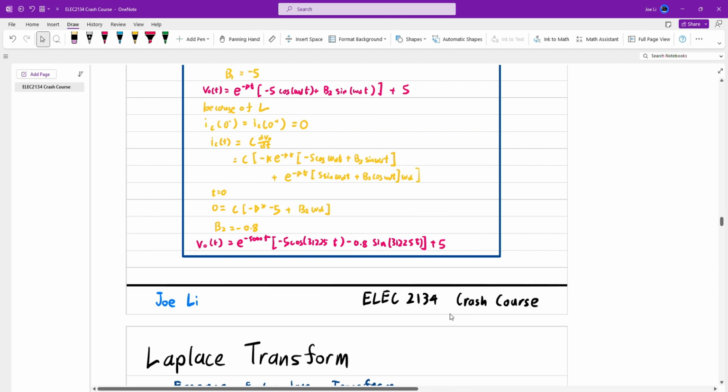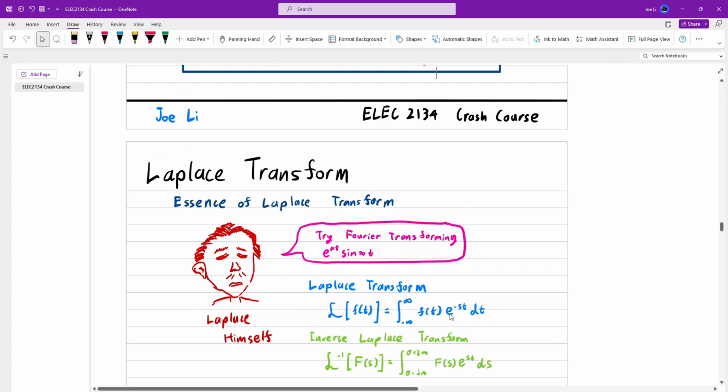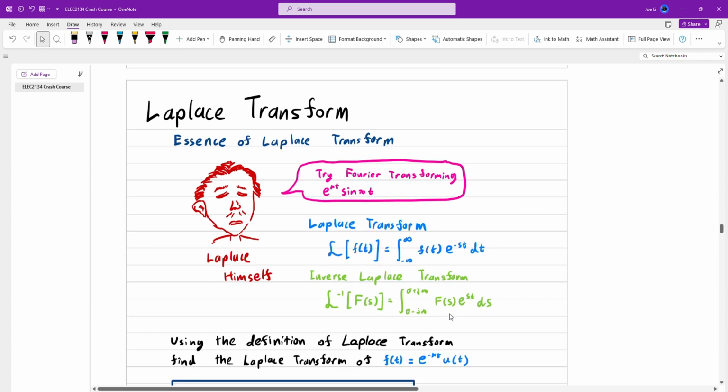Okay, hopefully everyone's happy with this. Now time to talk about my favorite part of ELEC2134. It's called the Laplace transform. So for starters, this is the Laplace transform equation. There is an inverse Laplace transform equation, but you won't be able to know how to do it unless you did Math 2A, and you probably won't be assessed on this, so don't worry about this green stuff, you can ignore it.